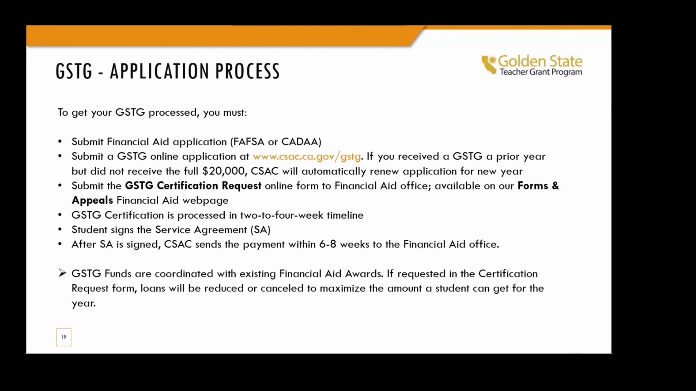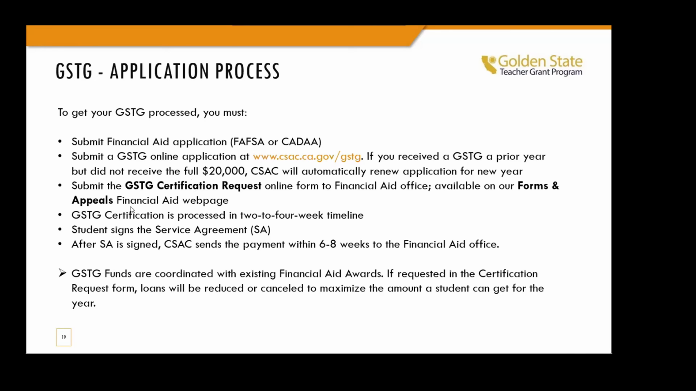And then what is the application process? So you need to submit a financial aid application. That's a requirement. You also submit a GSTG online application at csac.ca.gov/GSTG. This application is directly with CSAC, the California Student Aid Commission. If you received a GSTG a prior year, but did not receive the full $20,000, CSAC will automatically renew your application for the new year. So you only have to submit the online application once.